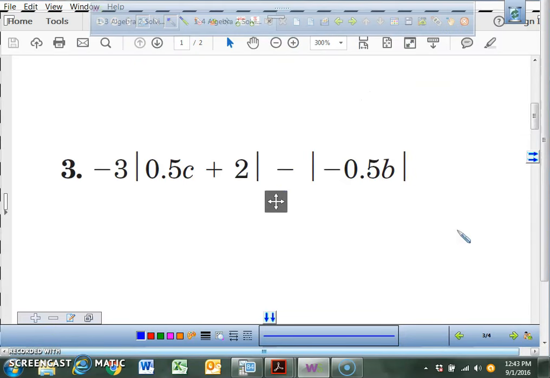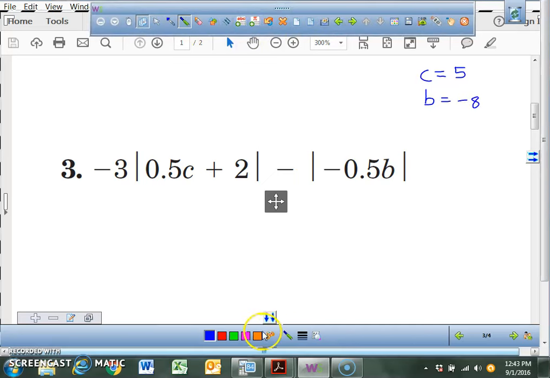Alright, so the next problem we're going to do is problem number 3. It's going to be important to know what your C value is and also what your B value is. I think we used 5 for C. On your paper, does it say what you have for B? What B is equal to on your paper? Negative 8. Okay, so negative 8.